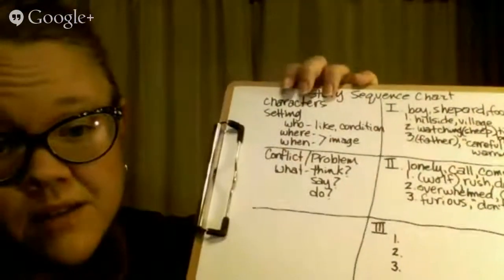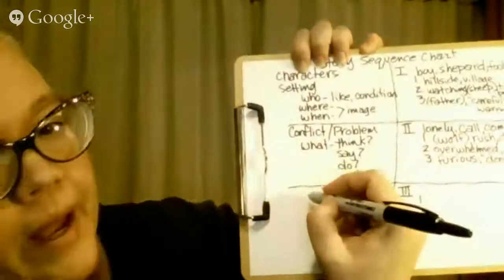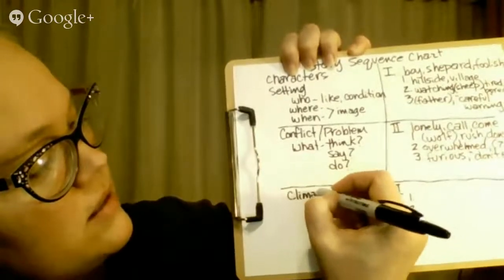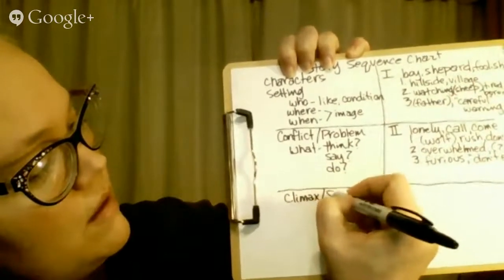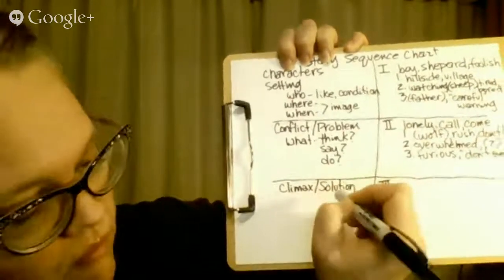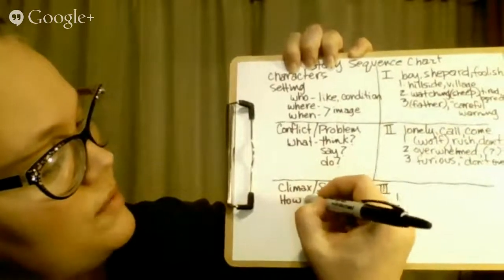Next, we're going to come into our third paragraph, because this is what's going on. Now, there's going to be a climax and then a solution, right? So, we're going to go ahead and write climax, solution, and how was our problem solved?